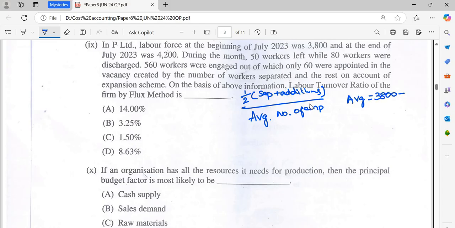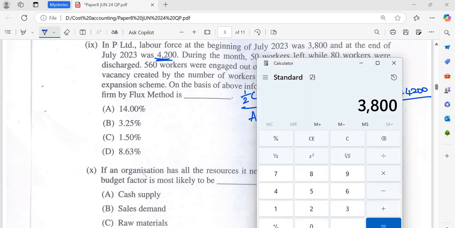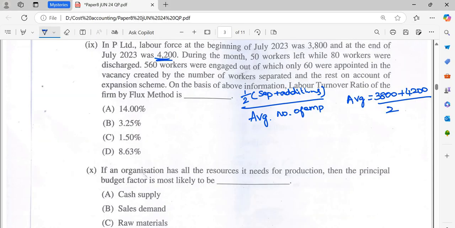That is 3800 opening plus 4200 closing divided by 2. So 4000 will be my average. Total separation here is 50 plus 80, that is 130 employees separated. So half of 130 plus additions, here we have 560, divided by 4000.